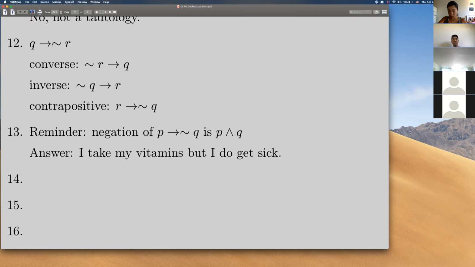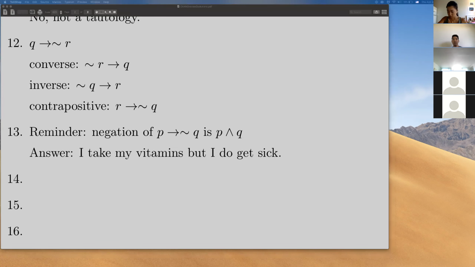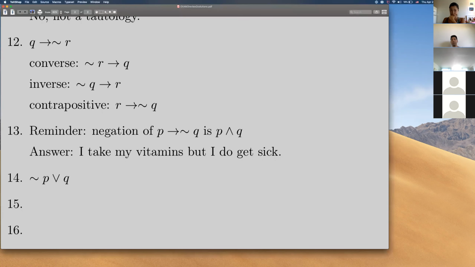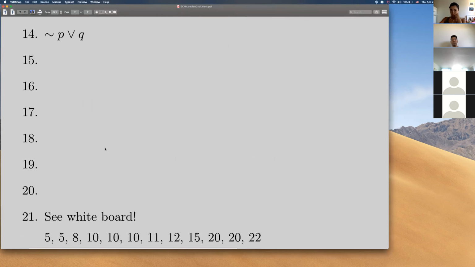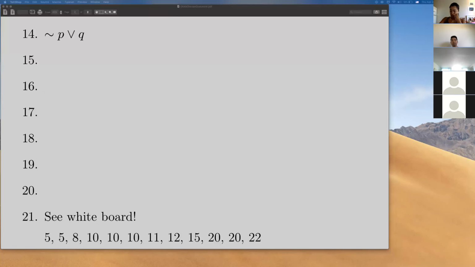Okay, so number 14. This is using De Morgan's laws. To negate an and statement, we switch to an or statement and we negate either side. So the negation of the P on the left is not P, and the negation of not Q on the right is a regular Q. It's like that: not P or Q. Is that okay with you guys? Yes. Okay, sweet.